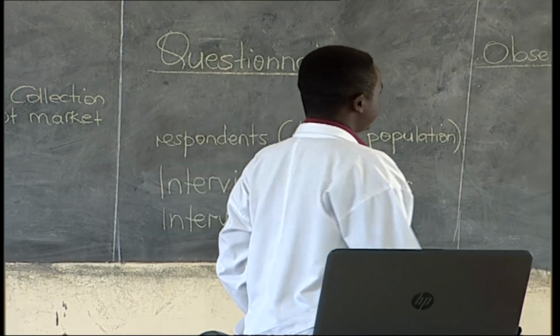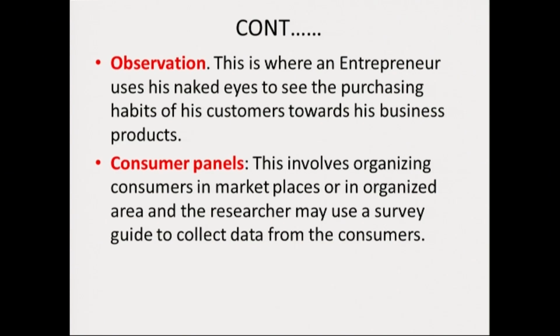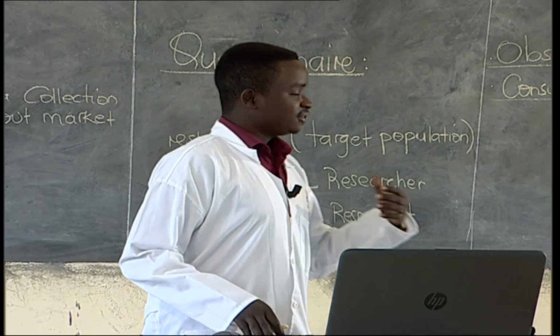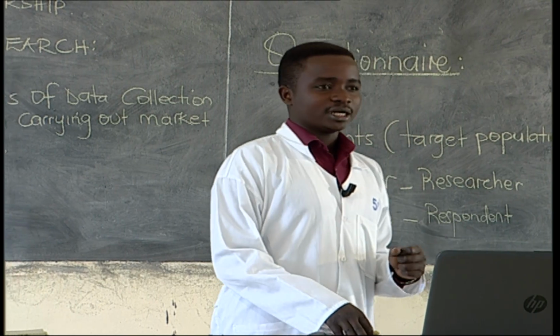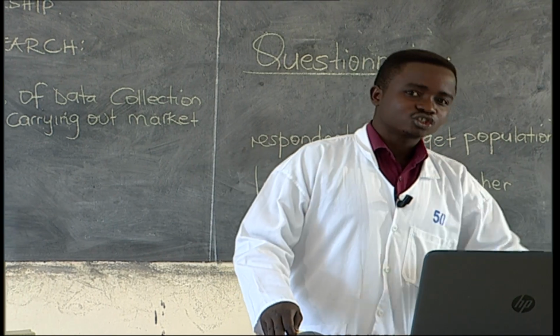Then we have consumer panels. Who is a consumer? A person or a business that makes the final use of goods and services. The one who finally uses the goods manufactured is a consumer. Now, with consumer panels, a panel is a group of people. So this involves organizing customers in marketplaces or in an organized area, and then you use a survey guide. This may be in the form of a questionnaire to collect data from these consumers.